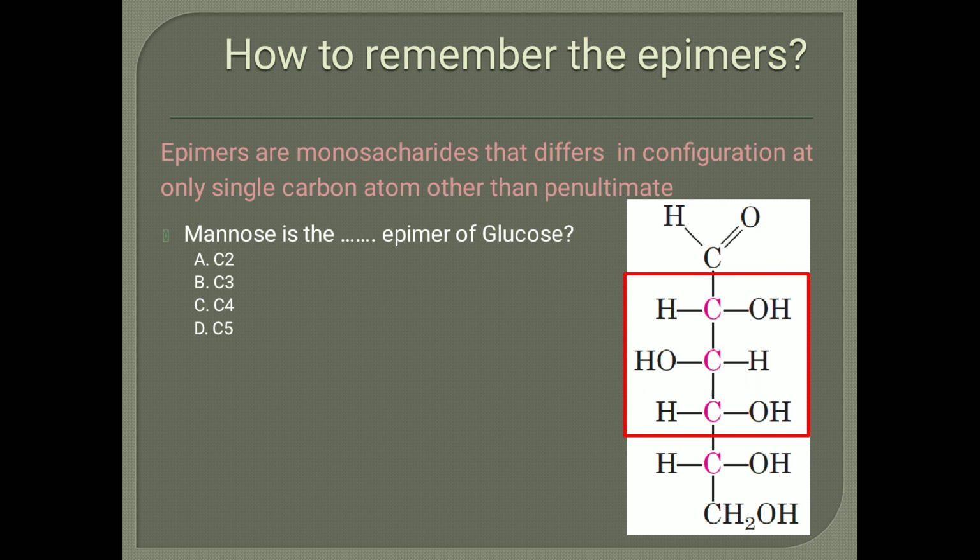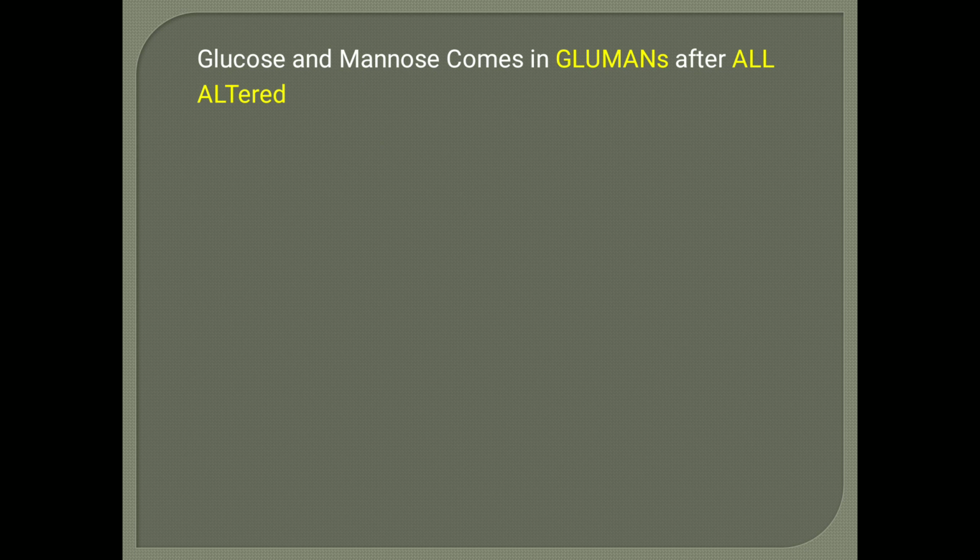C2 epimer, C3 epimer, C4 epimer, or C5 epimer. So how can we consider this? Let us see. You have to remember mannose is there in the question. Now we have to go back to the keyword where mannose exists. We know the keyword: ET, Raxel, all altered, Glumans, Gulgala, and Idota. In that, all is the starting for the hexose sugar. So all altered glumans.